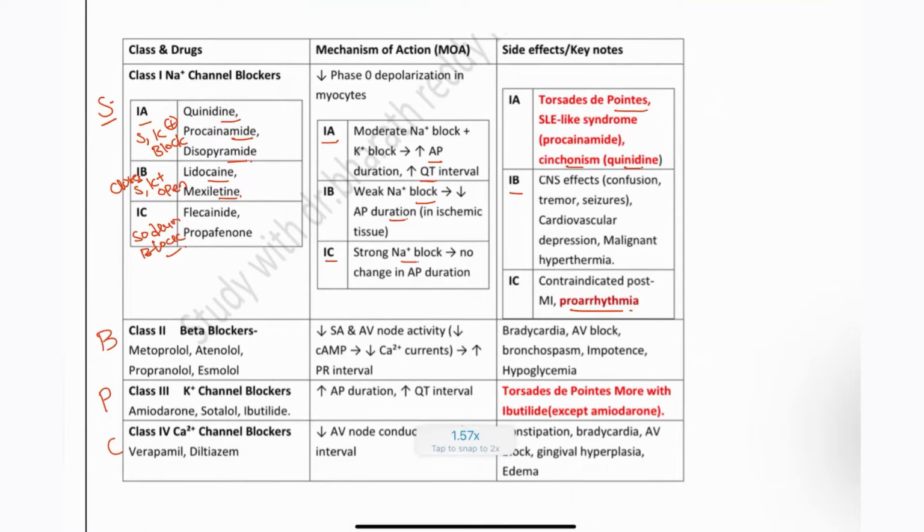Next, IB drugs: mostly confusion, tremors, seizures, and depression will be seen. And lignocaine, we all know that it can also cause malignant hyperthermia. Next, beta blockers: metoprolol, atenolol, propranolol, and esmolol.